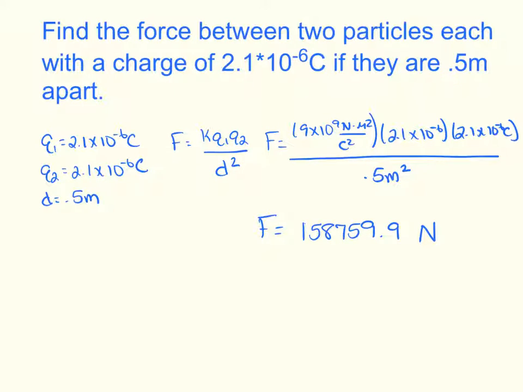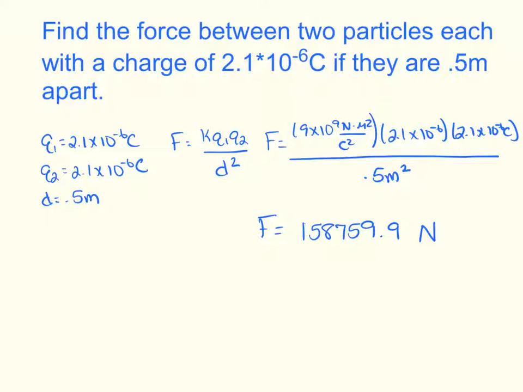Going over this problem, we have our q1 is 2.1 times 10 to the negative 6th coulombs. Our q2 is also 2.1 times 10 to the negative 6th coulombs, and they're separated by a distance of 0.5 meters. Our equation stays the same as F equals k q1 q2 all over d squared. When we write our setup, we're going to have F is going to equal 9 times 10 to the 9th newton meters squared per coulomb squared times 2.1 times 10 to the negative 6th times 2.1 times 10 to the negative 6th coulombs, all divided by 0.5 meters squared.